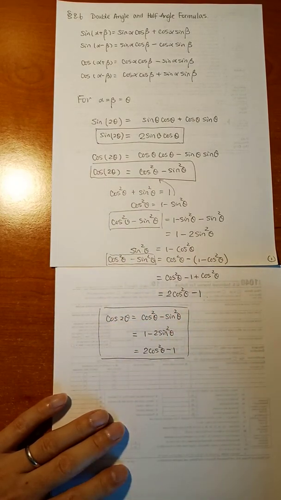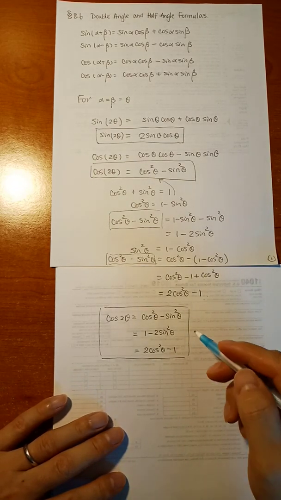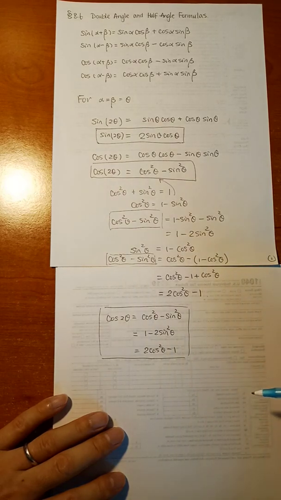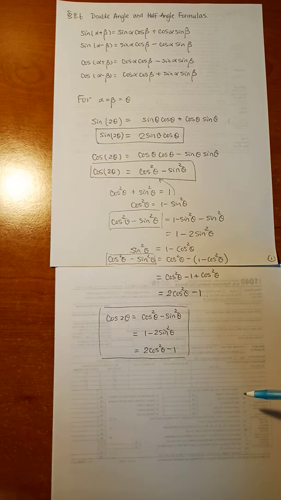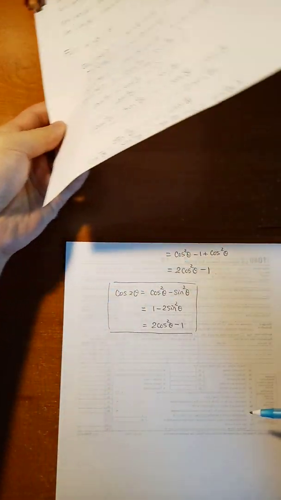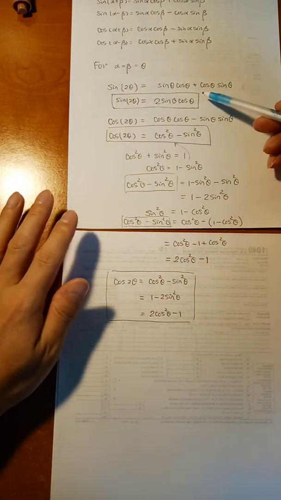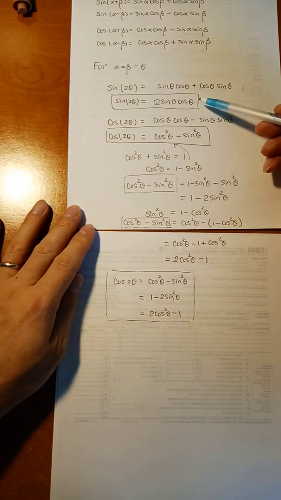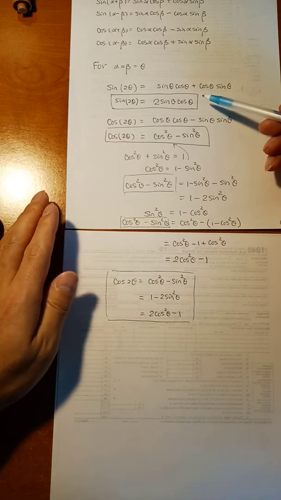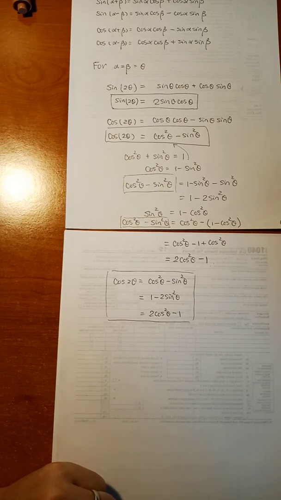So the double angle formula for cosine has 3 different expressions. They are all equivalent, but sometimes you use this one and sometimes you use that one. This is the double angle formula for cosine. The double angle formula for sine is just one expression: sine 2 theta is 2 sine theta cosine theta.